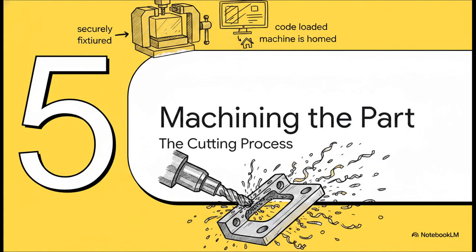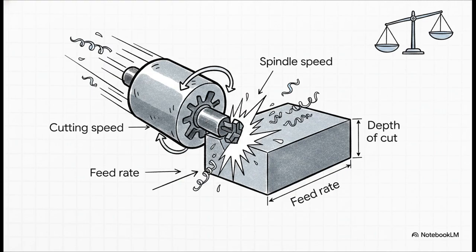Section 5. Machining the part, the cutting process. Okay, we're securely fixtured, our code is loaded, and the machine is homed. The metal chips are about to fly.